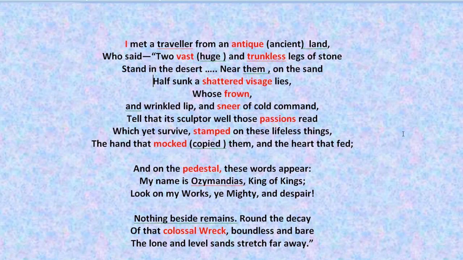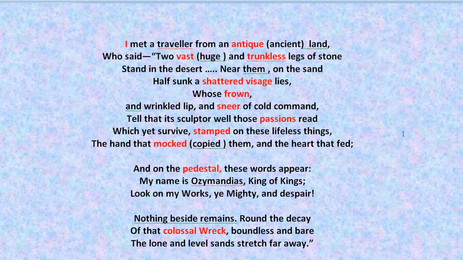Okay, so in the first paragraph, I refers to the poet. I here is used for the poet himself. Antique means ancient, very old. Land means place. Vast means huge, very large in shape or size. Trunkless means something which doesn't have the upper part of the body, like a broken statue which doesn't have the upper part of the body. Sunk means drowned, buried. Shattered means destroyed. Visage means face.